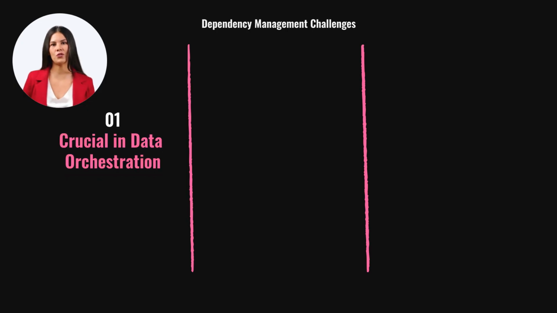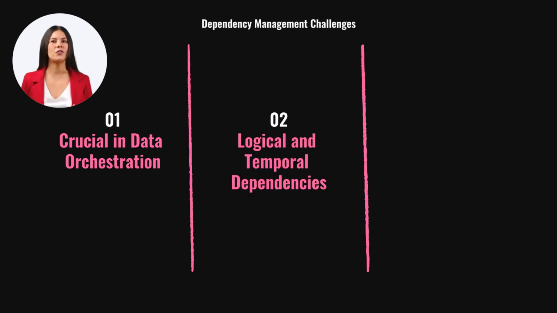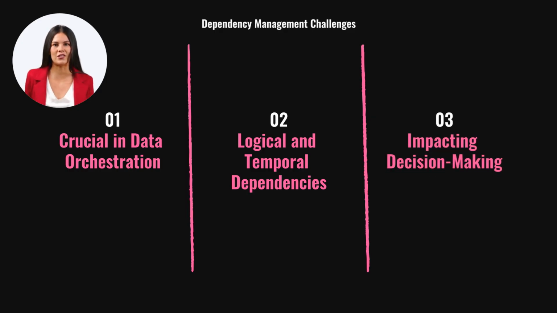Dependency management is crucial in data orchestration, ensuring tasks execute in the correct order. Logical and temporal dependencies must be managed, especially in systems running mission-critical reports. Failure to manage these can lead to missed jobs or delayed data updates, impacting decision-making. Effective dependency management is essential for reliable data pipelines.